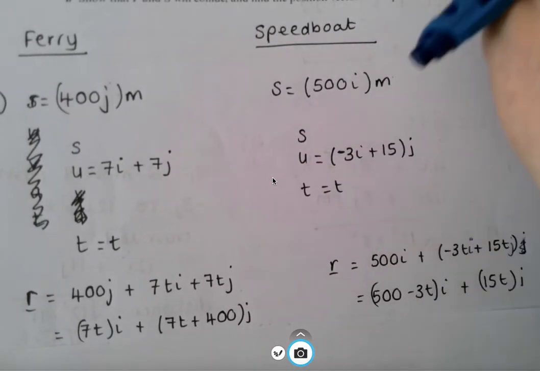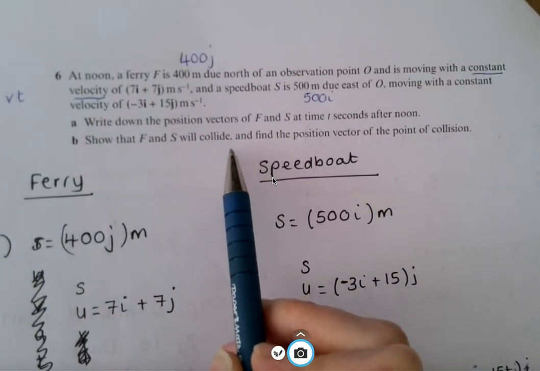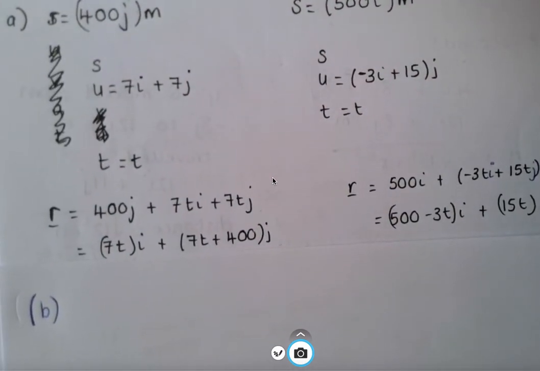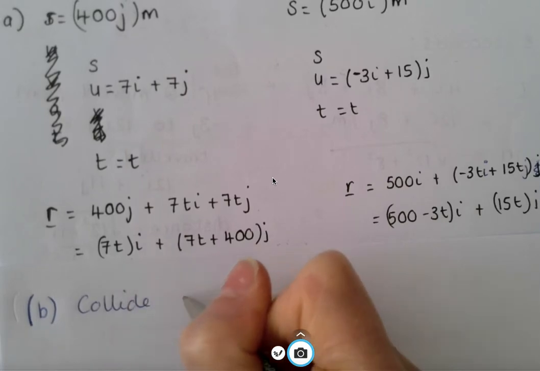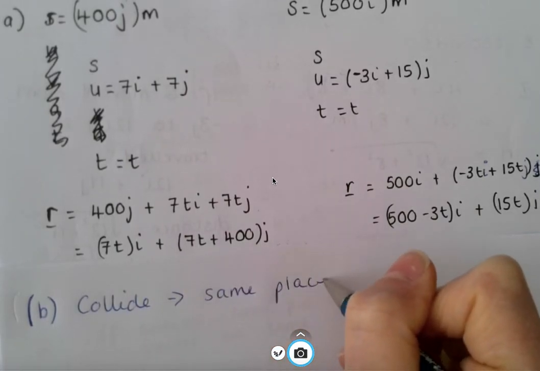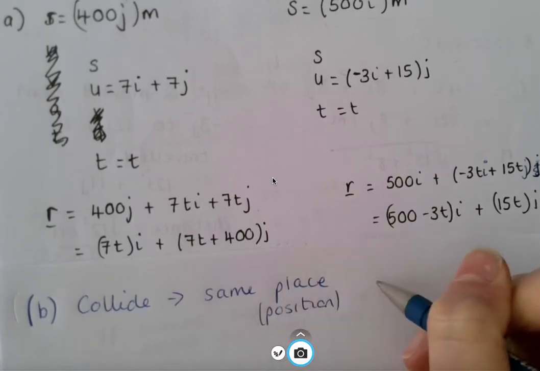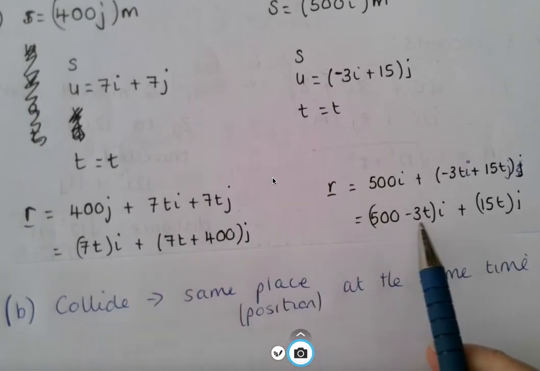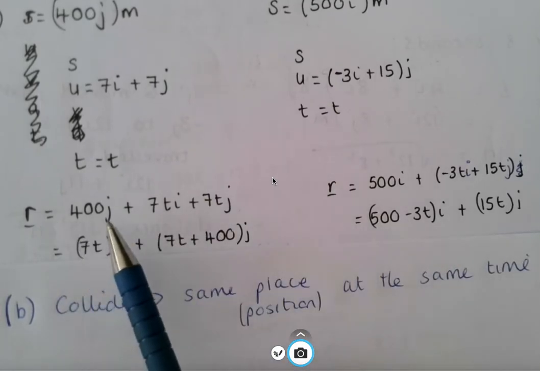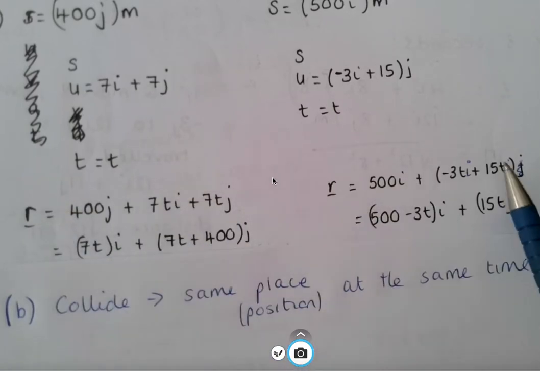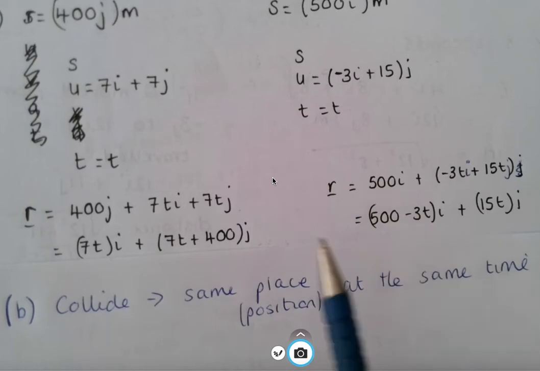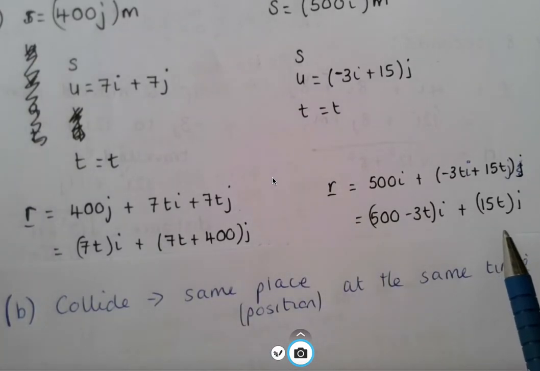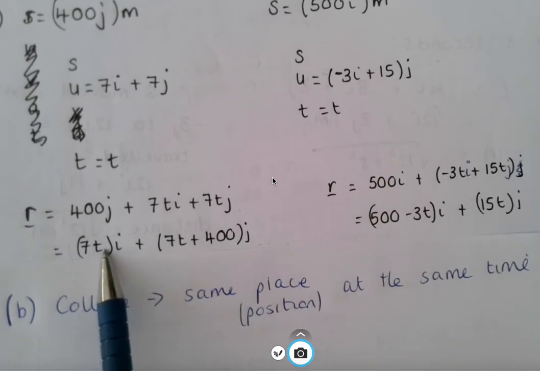Now on part B, it says, show that F and S will collide and find the position vector of the point of collision. Okay, so if they collide, it basically means they are in the exact same place, or position, I should say, at the same time. Okay, which means that the i and j components of the position vector at a particular time will be exactly the same for the ferry and the speedboat. So here you can do one of two things. You can either equate the i's or you can equate the j's, and if I show you, you get the same answer. So because they're going to be in exactly the same position, I know that 7t has got to be equal to 500 minus 3t.